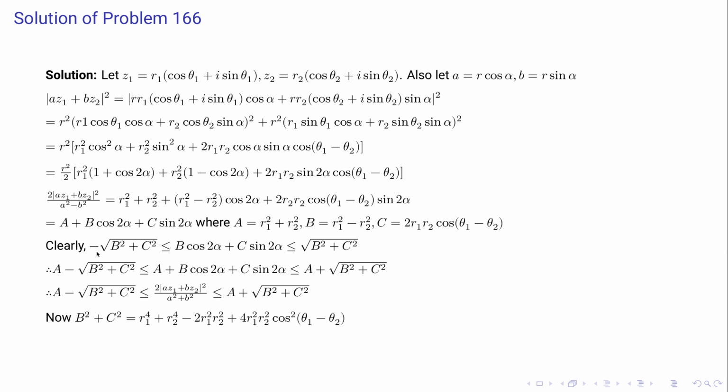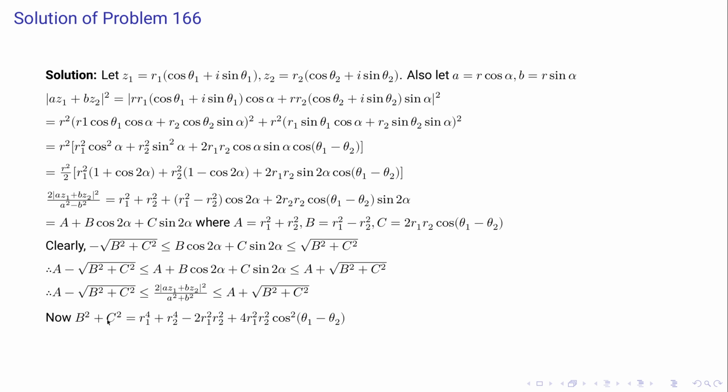Now we observe that minus square root of B square plus C square is less than or equal to B cos alpha plus C sin alpha, which is less than or equal to square root of B square plus C square. We add A to everything. So this is true, and so this becomes A minus square root of B square plus C square less than or equal to 2 mod of (A Z1 plus B Z2) square divided by A square plus B square, which will be less than or equal to A plus square root of B square plus C square.